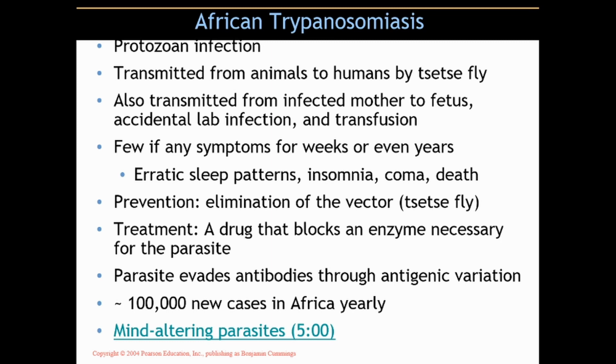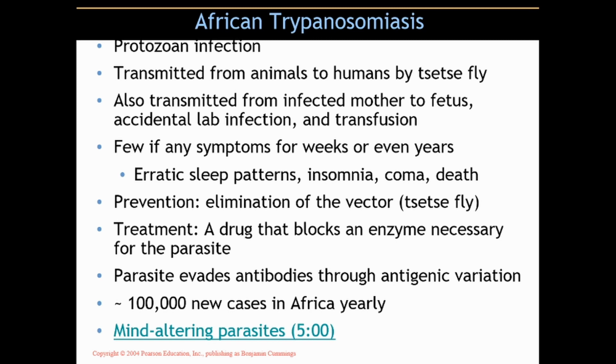Prevention, how do we stop it? Get rid of the tsetse fly. So you eliminate the vector. The protozoa can no longer be transmitted from one person to another because the tsetse fly is the vector. It's the one that's transmitting it from one person to another, and without the tsetse fly, it can't get anywhere. That's how you would prevent this disease.